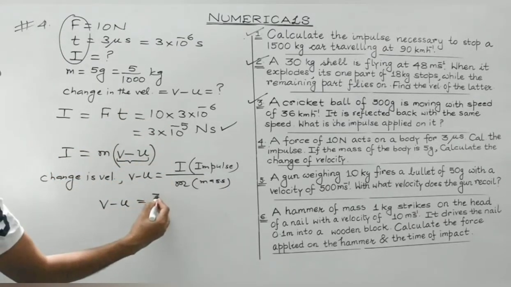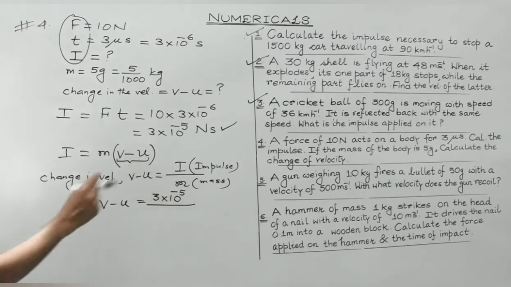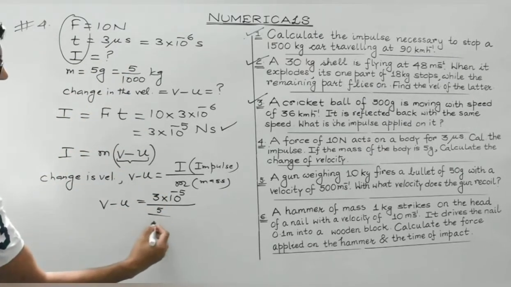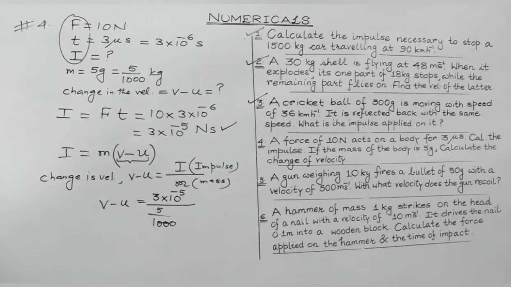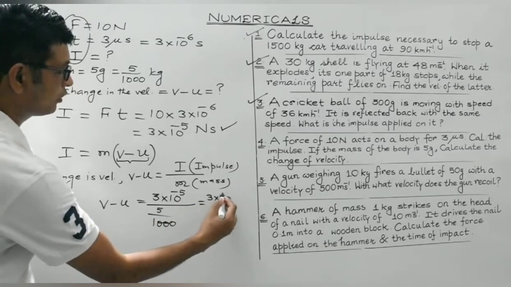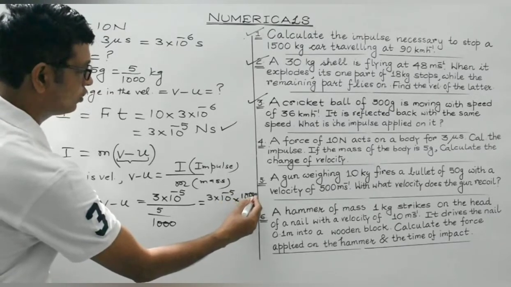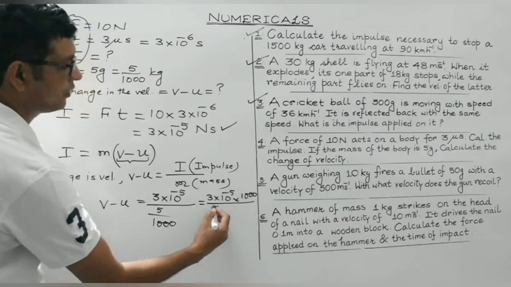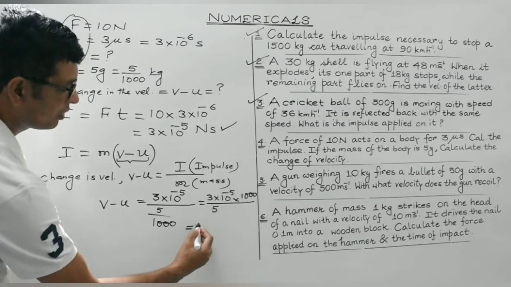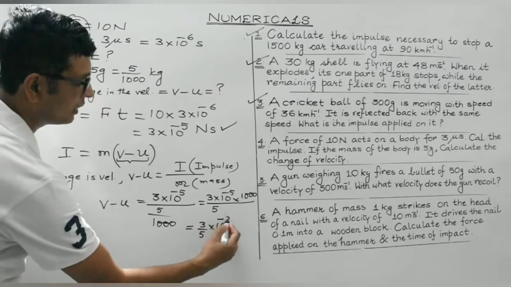So, change in the velocity would be equal to impulse. This we have already determined in the first part. 3 into 10 to the minus 5 divided by mass. Mass is given to be 5 gram, that is 5 divided by 1000. So let's try to solve it. So it will be 3 into 10 to the minus 5 multiplied by 1000 divided by 5. Isn't it, students? So what we get is 3 by 5 into 10 raised to the power minus 2.